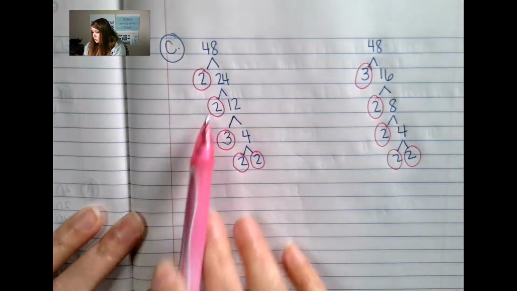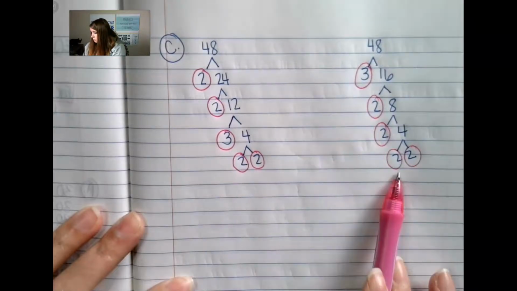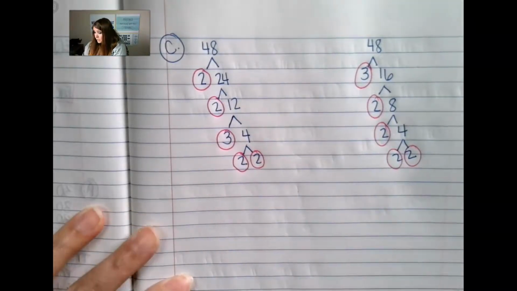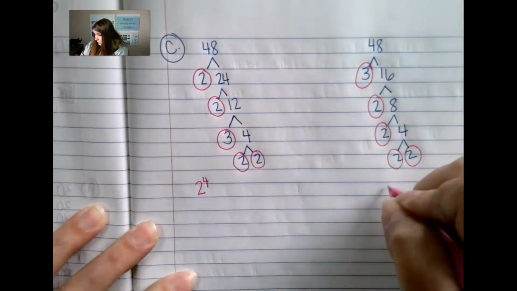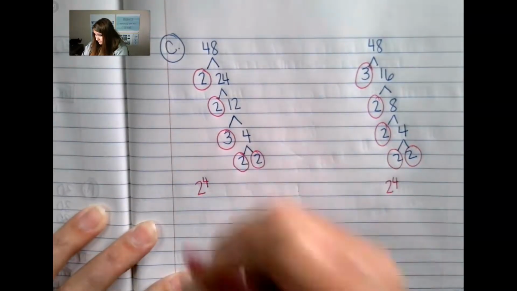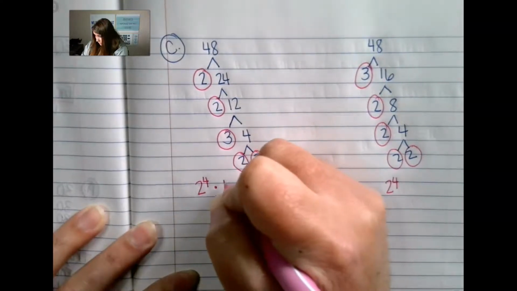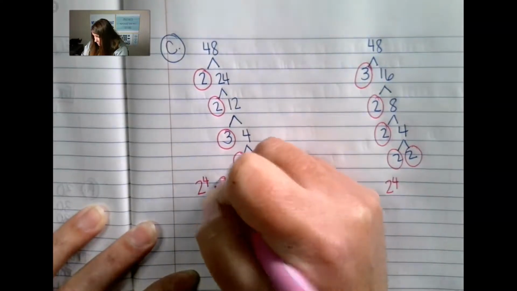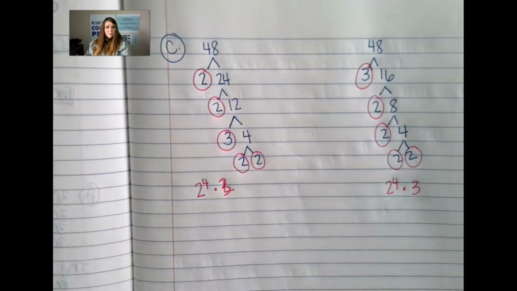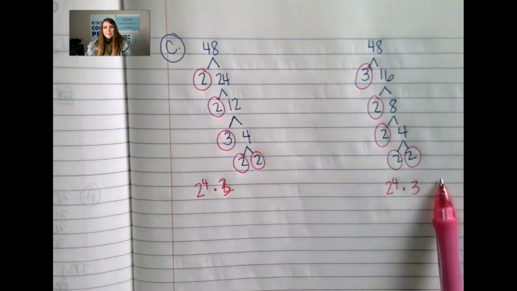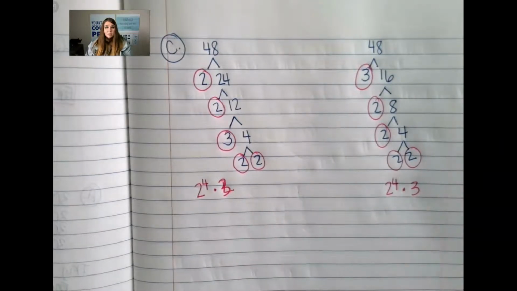I have 1, 2, 3, 4, 1, 2, 3, 4, and a 3. So in order to make this, I have 2 to the 4th power. This one was 2 to the 4th power. Oops, times 3. And this one is also times 3. So when I look at all of these numbers, they give me the exact same prime factorization.